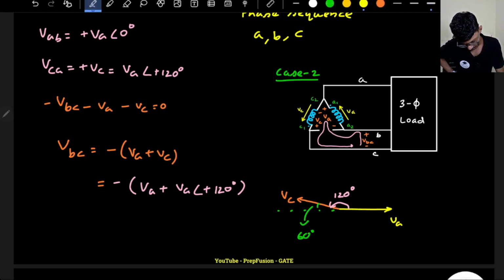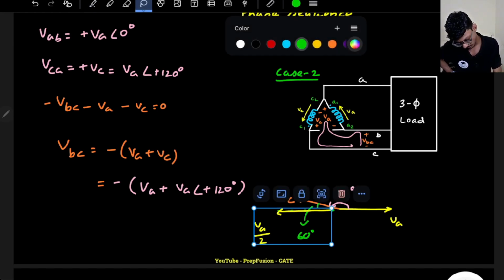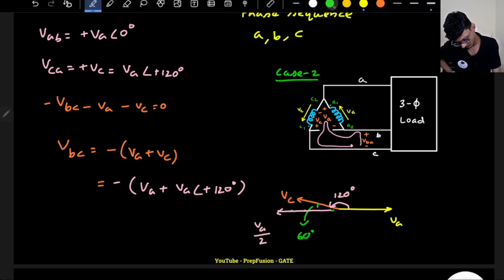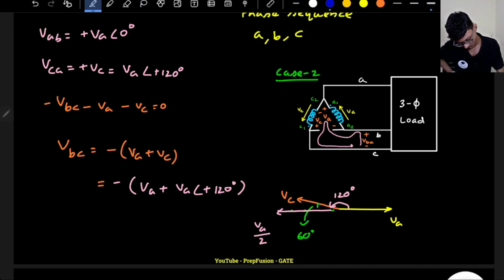Correct. So here I will have VC, and the magnitude is VA only, so VA divided by 2. Let me change the color actually. And VC sin 60 will be somewhere around here. So VC sin 60 will be root 3 divided by 2 VC.